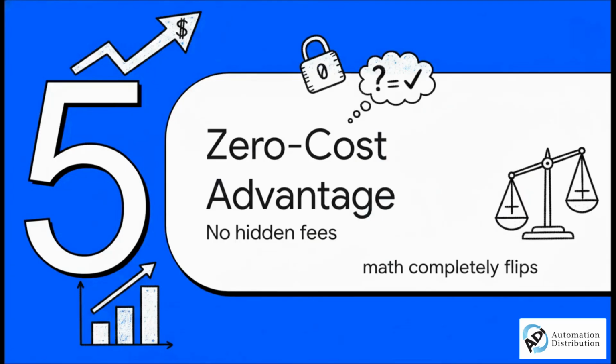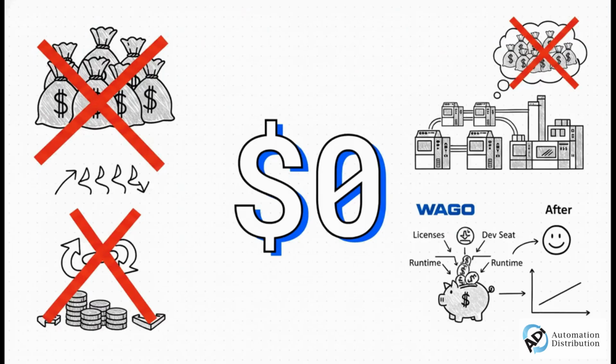Okay, now for the big one, Section 5, the zero-cost software advantage. Let's break down those sneaky, hidden licensing fees. $0. You heard that right. In the automation world, software licensing often ends up exceeding the cost of the hardware itself. You normally get hit with fees per development seat, per runtime installation, or per project. And if you're managing a fleet of machines, that line item balloons out of control.